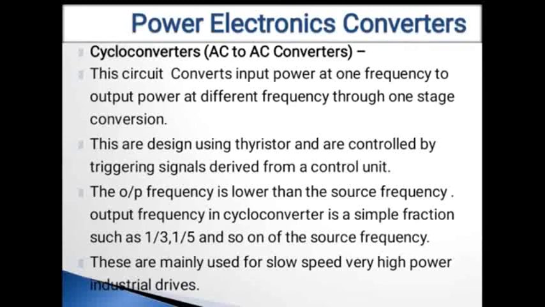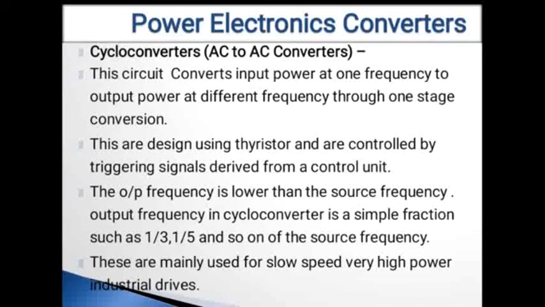Now the next power electronics converter is the cycloconverter. It is also known as an AC to AC converter. Cycloconverters are circuits which convert the input power at one frequency to output power at a different frequency through one stage conversion. So this is the main function of the cycloconverter. That means cycloconverters convert the frequency.